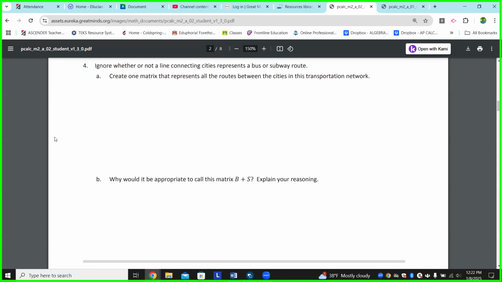All right, so let's ignore whether or not a line connecting cities represents a bus or a subway route. I want you to create one matrix that represents all the routes between the cities in the transportation network. So consider the dotted and solid as options to get from city 1 to city 2. So one gigantic matrix. Go ahead and take this time to do that. Try it. See if you add them up versus doing it by looking at the network and seeing if there's a connection. It's awesome to make assumptions, but we want to back it up with facts. And if the fact works, then the assumption can be a theory.